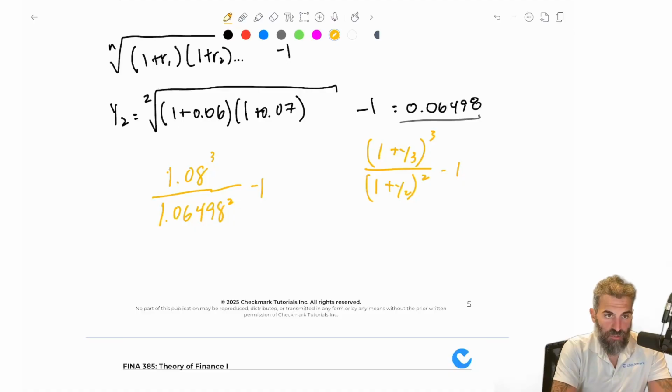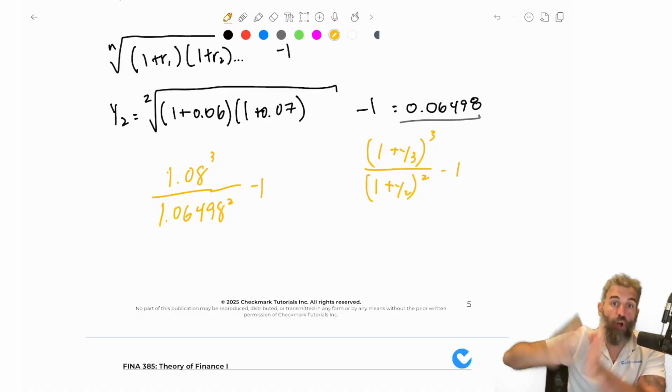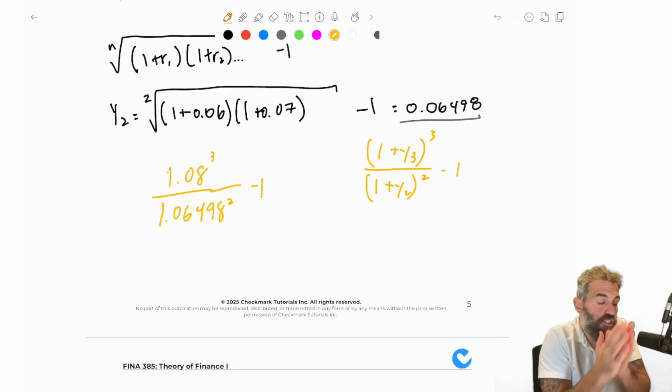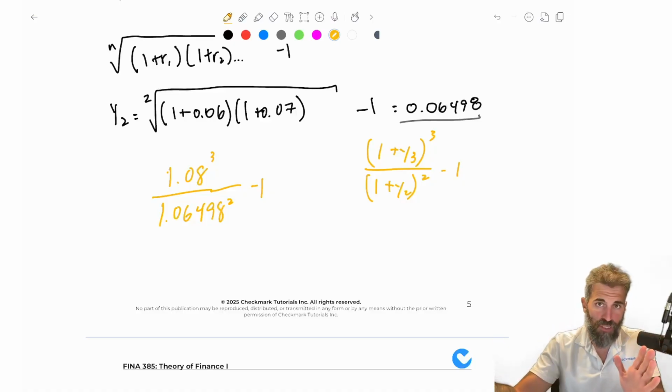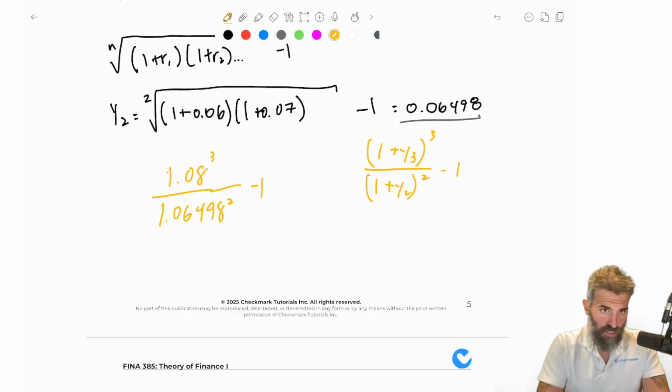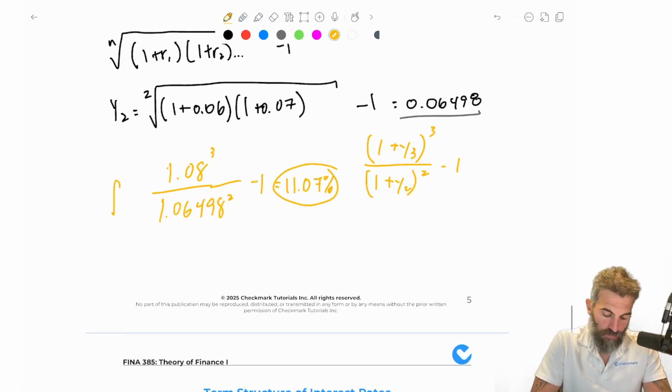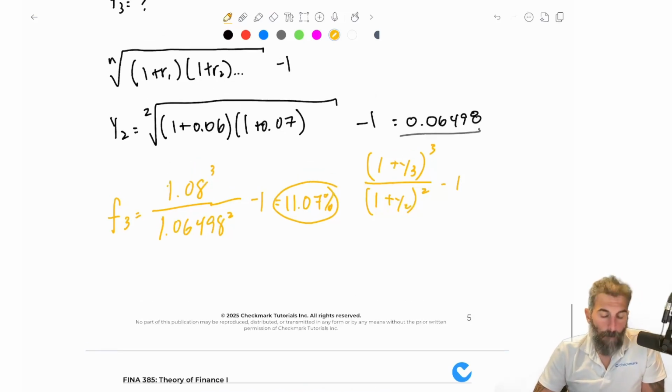So you learn two things in this exercise. The yield on a long-term bond, so 2-year, 3-year, 4-year, is just the geometric average of all of the forward rates. And then you can use that to solve a question like this. So let me just work it out. I get about 11.07% as my 3-year forward rate. Hope I did that right.